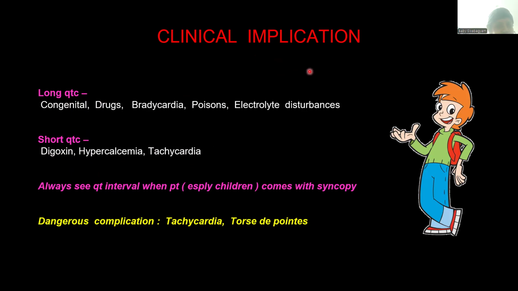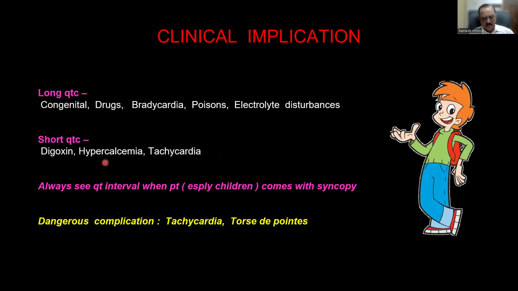Anything more than 0.550, you call it a long QT syndrome. It could be due to congenital causes, drugs, poisons, electrolyte disturbances. It's an important thing. Similarly, if somebody has a very short QT, you should suspect a digoxin effect or toxicity, very low calcium, or it could be due to a severe tachycardia.